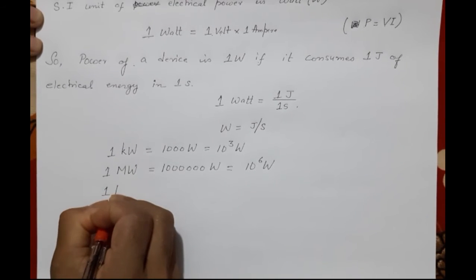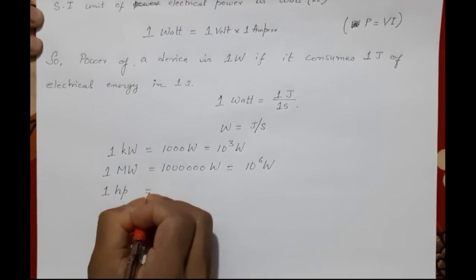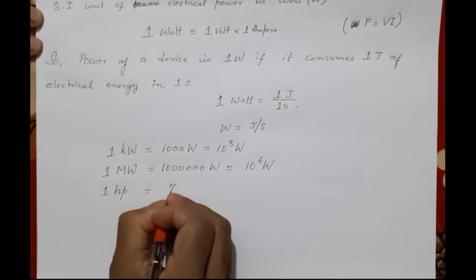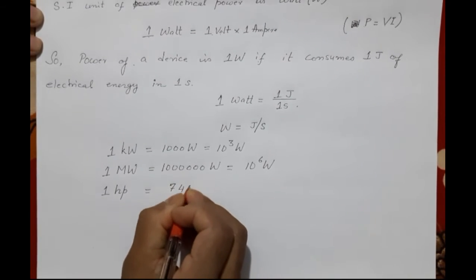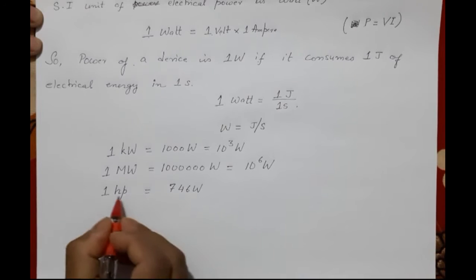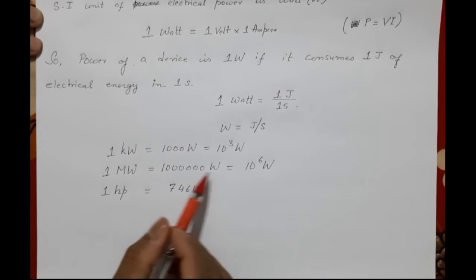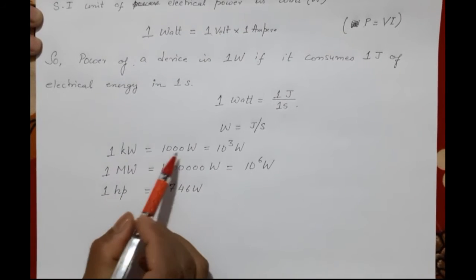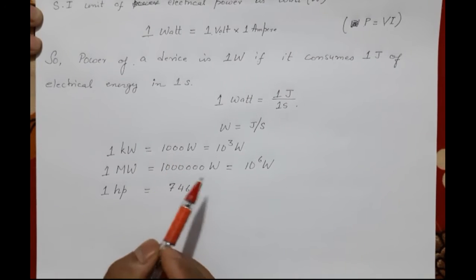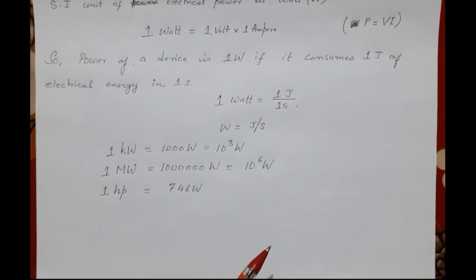1 horsepower is important. In some numericals it asks, and it is 746 watt. You remember this conversion. Mega is 6 zeros, kilo is 3 zeros. This is how power's SI unit is written.